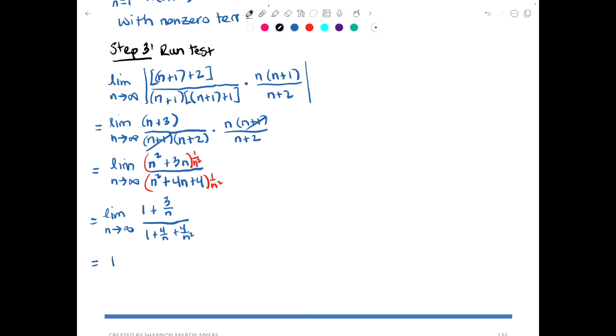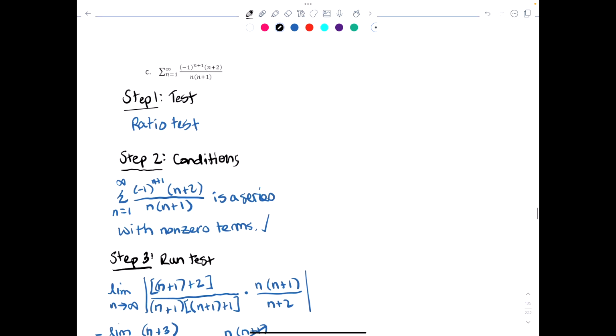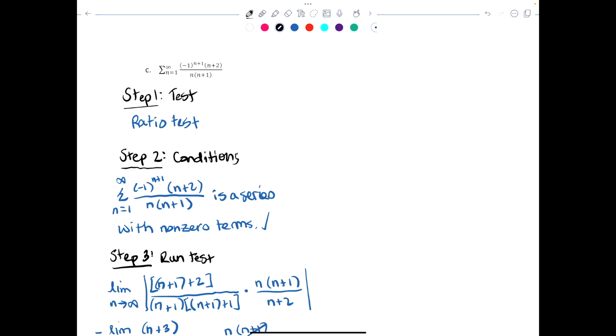So that means the ratio test is inconclusive. So we have to run another test. So here we go. We'll take attempt number 2 here. I know it's a bummer.